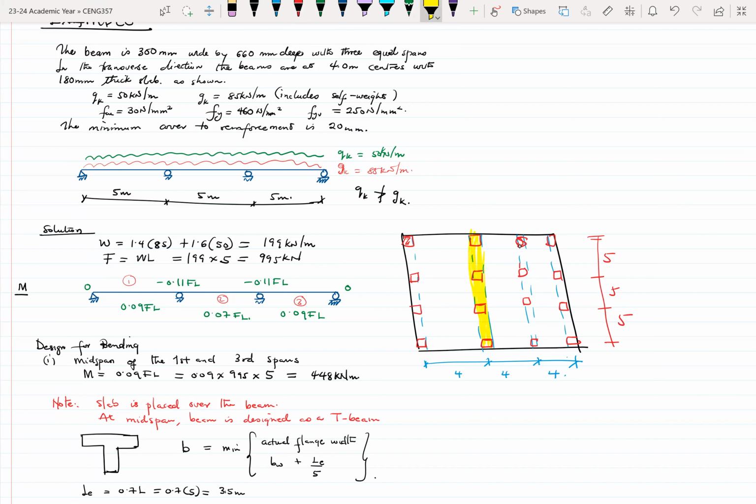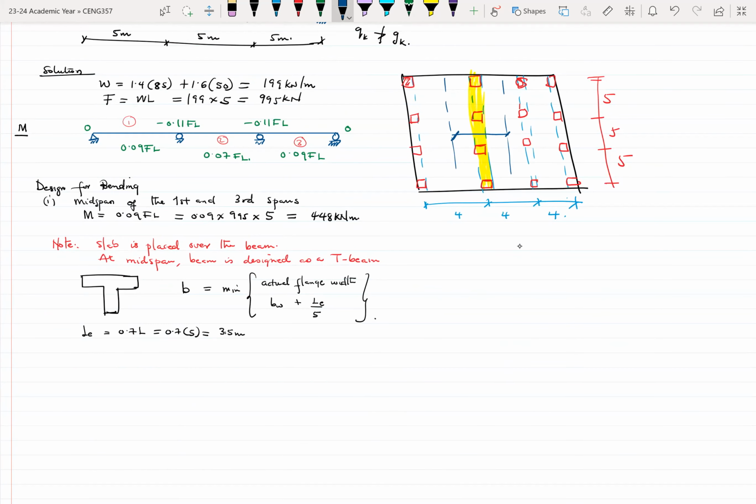So the actual flange width will be half of this and then half of that. So the flange width here is 4 meters. So 2 from each side will give us 4 meters. Okay. So the actual flange width is 4 meters, all right, which is pretty much the same as the centers of how the beams have been arranged. Okay.